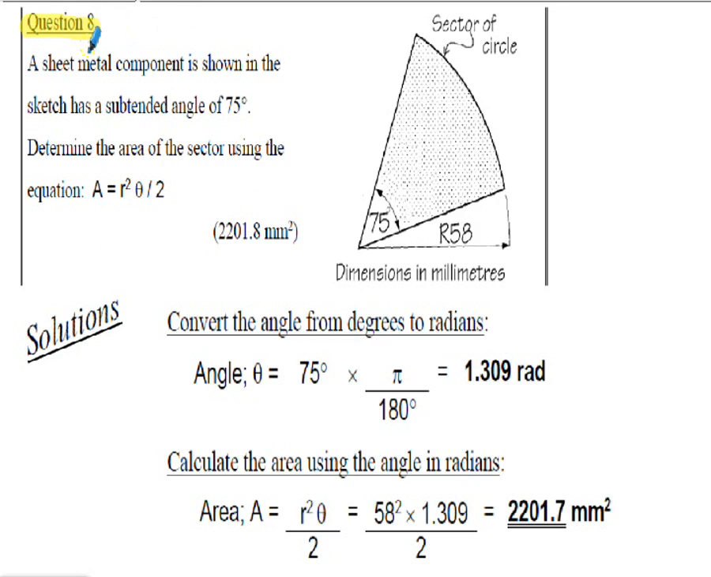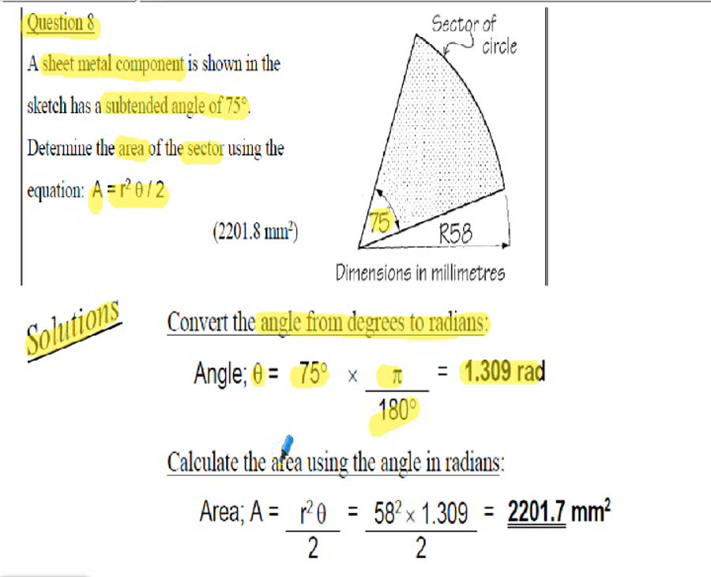Question 8 solution. Given a sheet metal component in the form of a sector of a circle has a subtended angle of 75 degrees, shown here, we're asked to calculate the area of the sector using the formula A is equal to r squared theta divided by 2, where theta will be in radians. So from the solution shown here, the first thing we do is calculate the angle in radians. So angle theta is 75 degrees multiplied by pi divided by 180, so the angle in radians is 1.309.